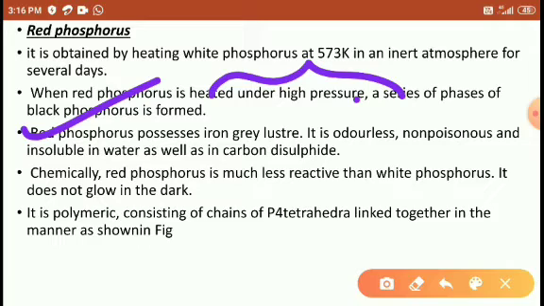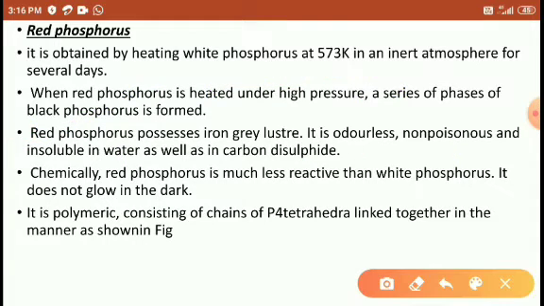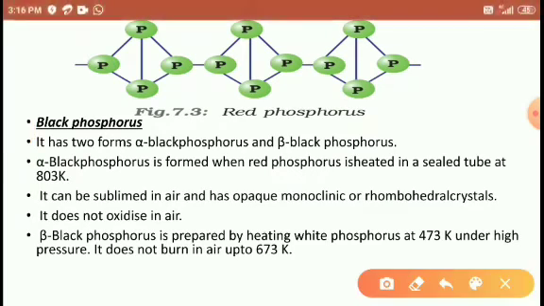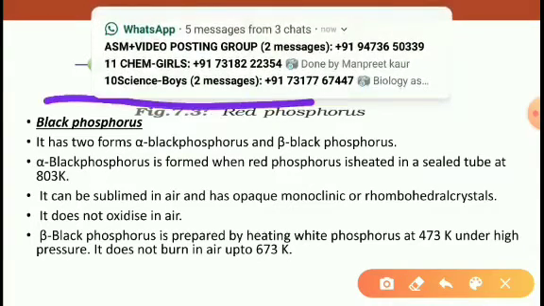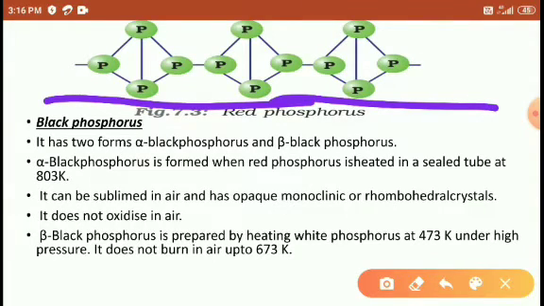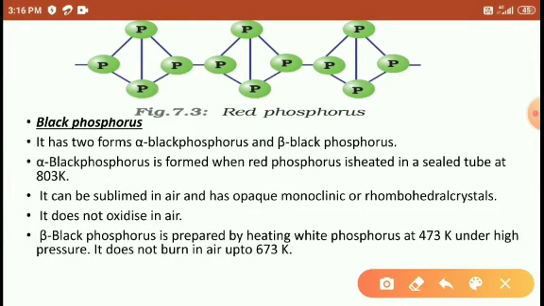Red phosphorus is grey, lustrous, odorless and non-poisonous. It is insoluble in water and soluble in carbon disulfide. Chemically, red phosphorus is less reactive as compared to white phosphorus, students. Understood, friends? It is polymeric, consisting of chains. The P4 tetrahedra are linked together in the manner shown in the figure. Red phosphorus is arranged in a linear chain form. So this is red phosphorus.